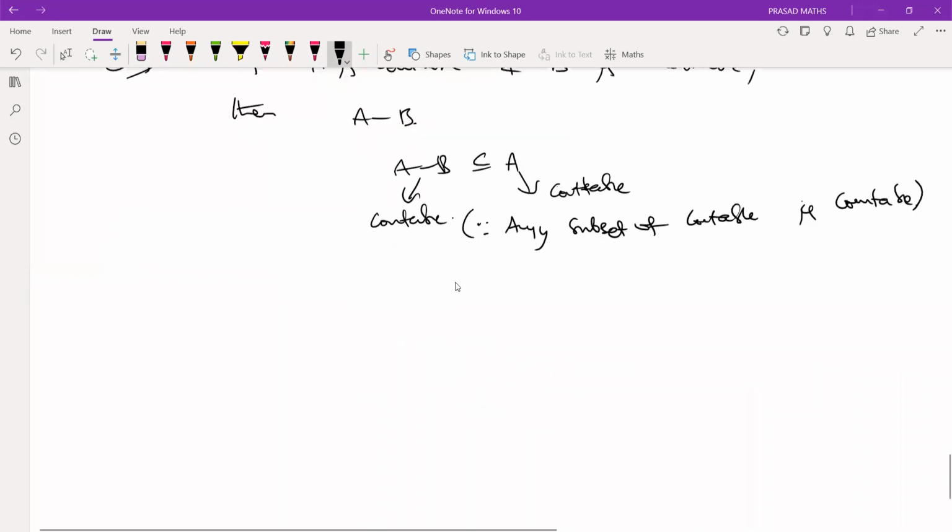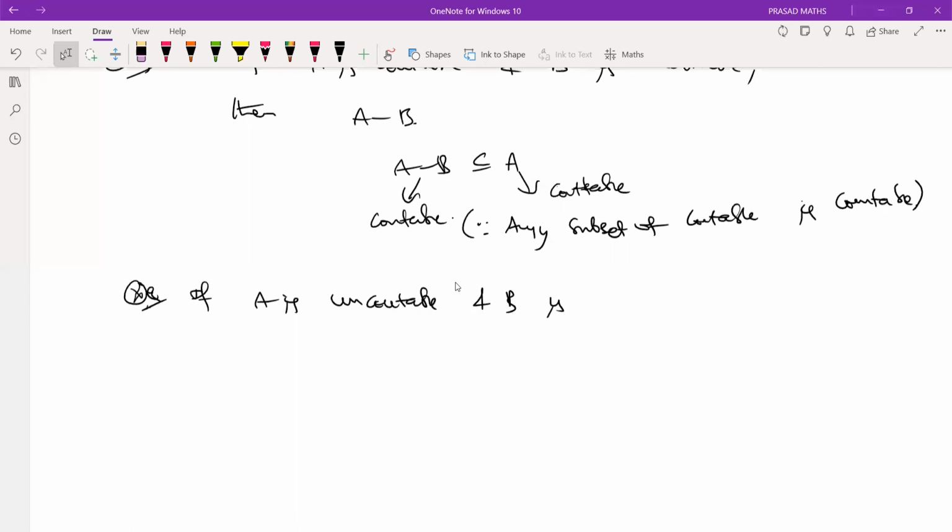Suppose you take a reverse argument. If A is uncountable and B is countable, what do you mean by A minus B? Uncountable, sir. What is A minus B? Uncountable. So without loss of generality, suppose you take uncountable. How is it uncountable? Put it in the chart box.